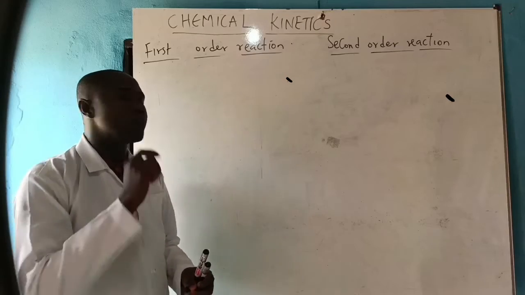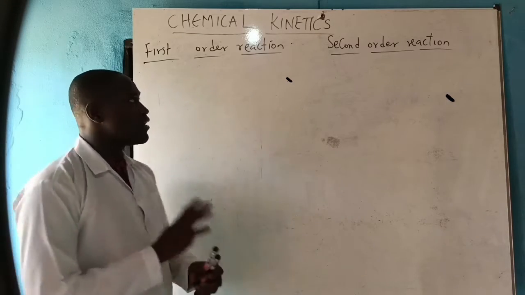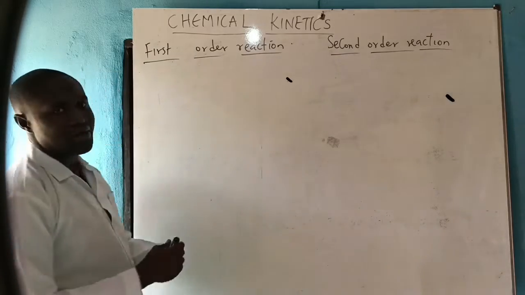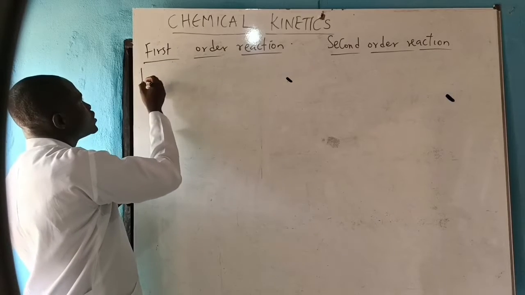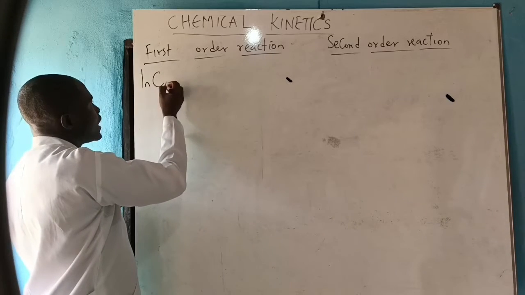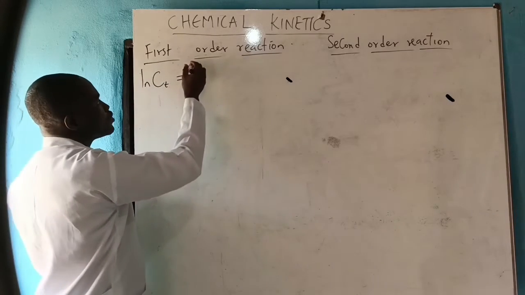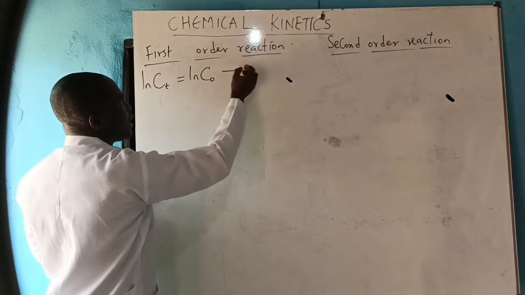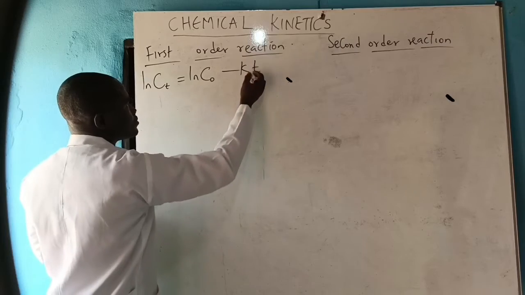We want to go into first order reaction. Afterwards, we go into the second order reaction. Let's see the equation for first order reaction. The equation goes this way: ln C at a particular time is equal to ln C0, that is initial concentration, minus K1t.